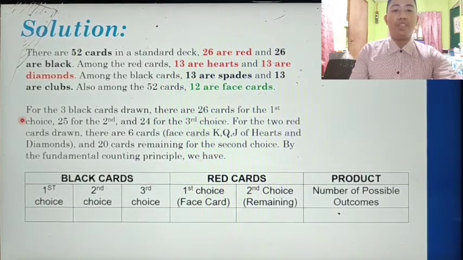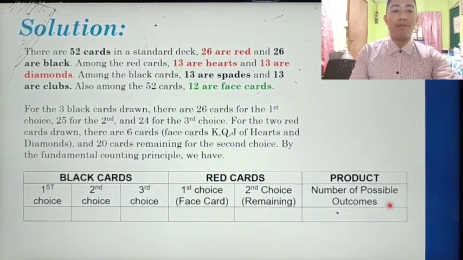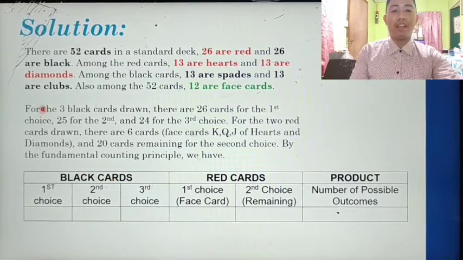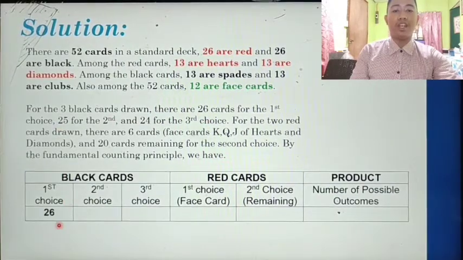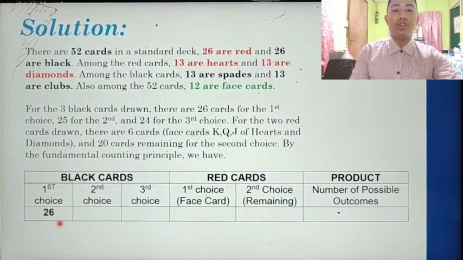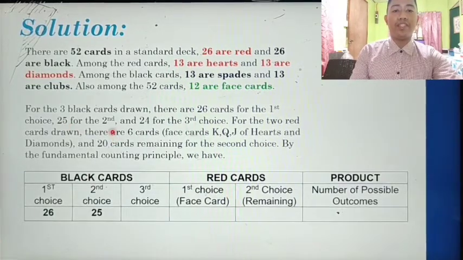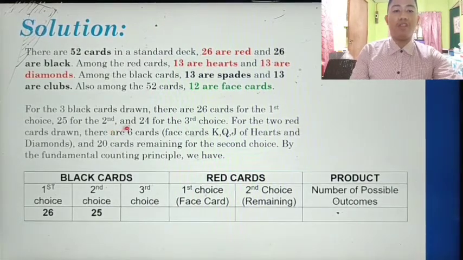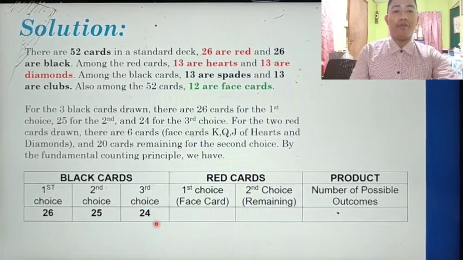Okay? So to solve this problem, we are using the table to determine the total number of possible outcomes. So we explained that for the 3 black cards drawn, there are 26 for the first choice. So in the first row, we put 26 choices of black cards. Suppose you choose for the second row of card. So there are only 25 for the second row. Suppose you choose another black card again for the third card. So to complete the 3 black cards, we have only 24 possible choices.